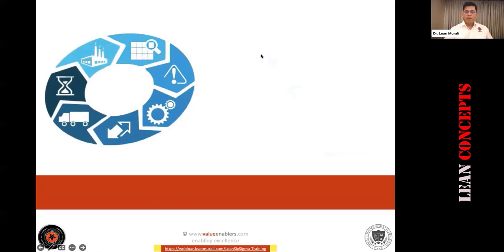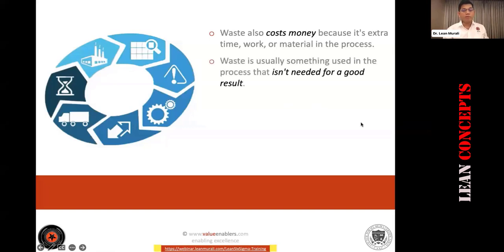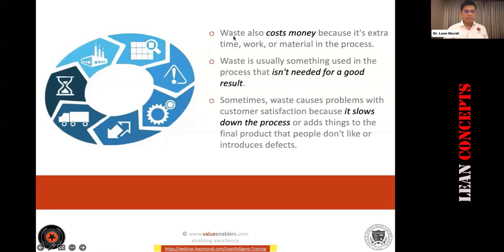Okay. Now, which means that if you have to reduce waste, you need to first find out what is waste. Waste is not something that we just put in garbage or throw into the dustbin. No, that's not waste. We are going to deal with other forms of waste, because whatever takes extra time, extra work, extra material, this is all waste. It costs money. Whatever costs money is a waste. Okay. So waste is usually something used in the process that isn't needed for the good results. That's something you can say as a simple definition.